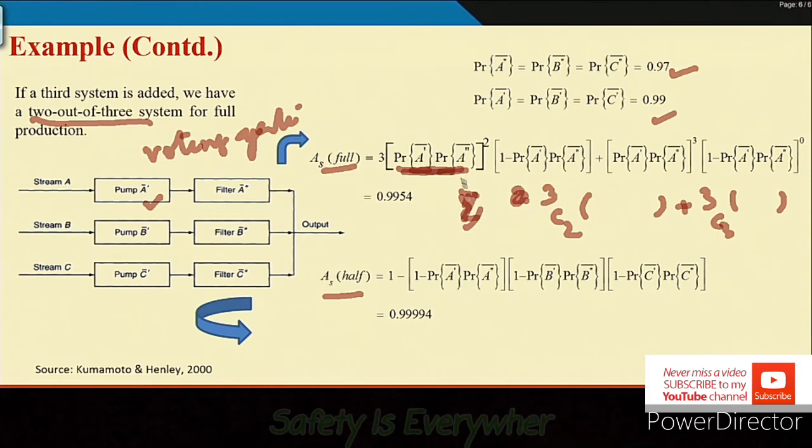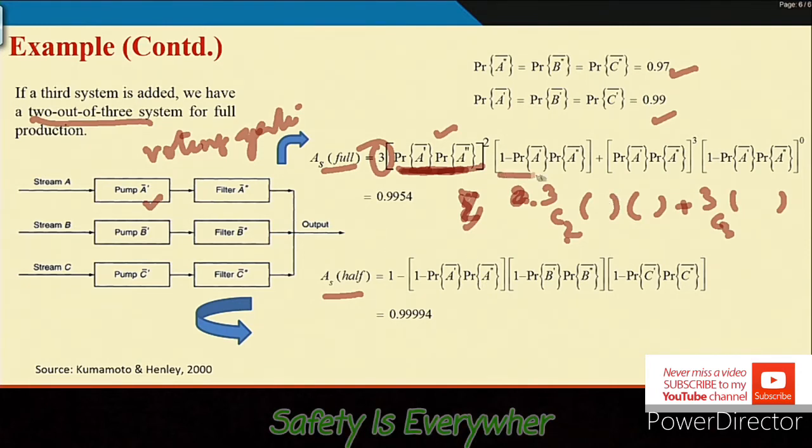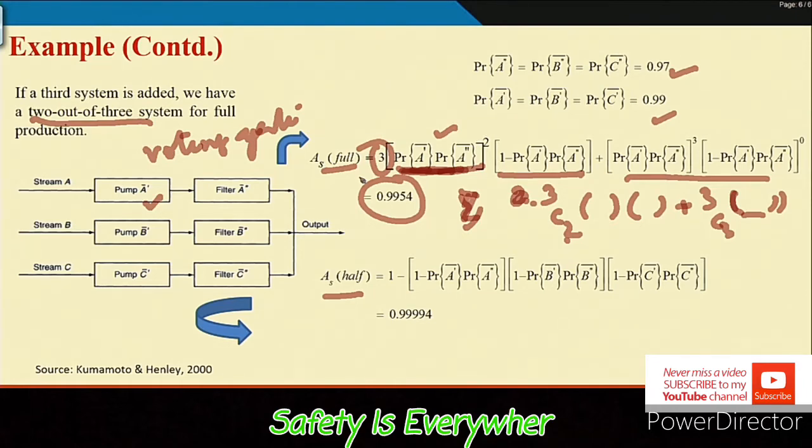So this square, so 3C2 will give you 3. Now you have 2 multiplication, one of this probability times square, and what is the complement? Complement will be 1 minus this to the power 3 minus 2, 1. Then plus 3C3, 3C3 means 1, and then the first part, this cube, and the second part to the power 0. So that binomial theorem we have used earlier. So this is your probability that your system will give you full production, 0.9954.